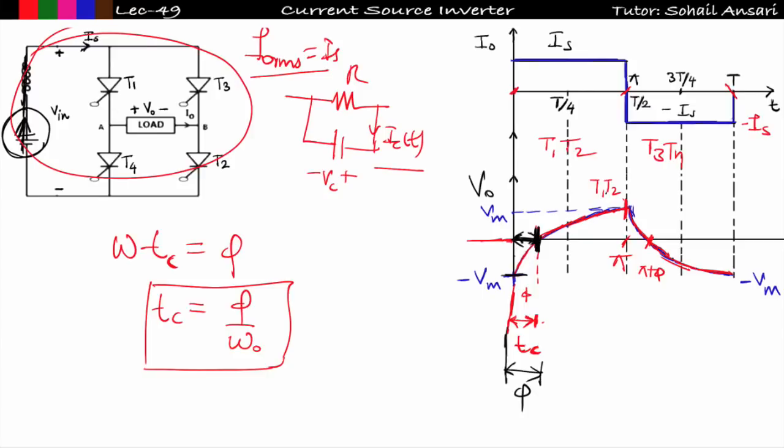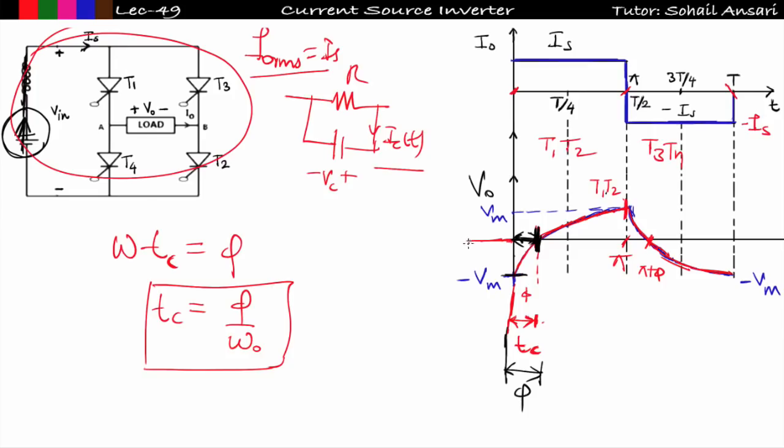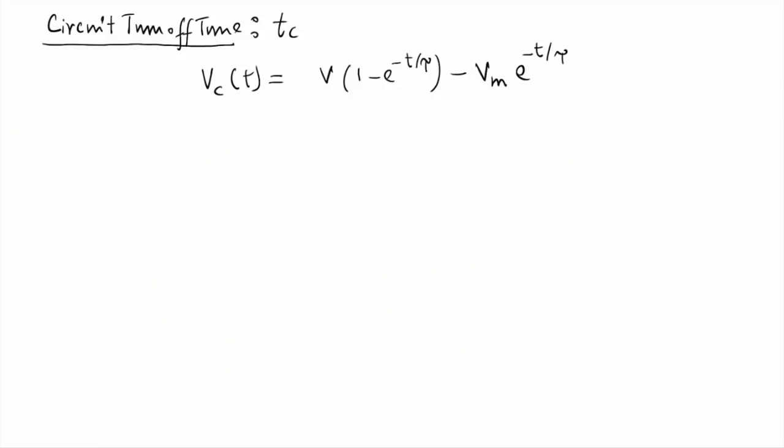So here I will put in the capacitor voltage equation, which I already know: V into 1 minus e to the power minus t upon tau, minus Vm into e to the power minus t upon tau. This is my capacitor equation, obtained between 0 and T by 2. Now from 0 to Tc the capacitor voltage goes from minus Vm to 0, and the time taken is nothing but the circuit turn-off time. So I can write that when Vc of t is equal to 0, that time is known as the circuit turn-off time.